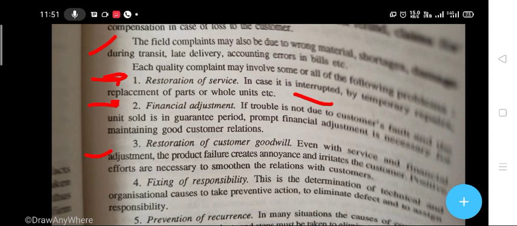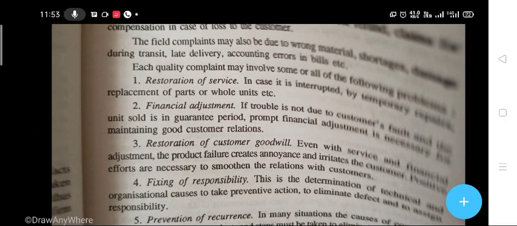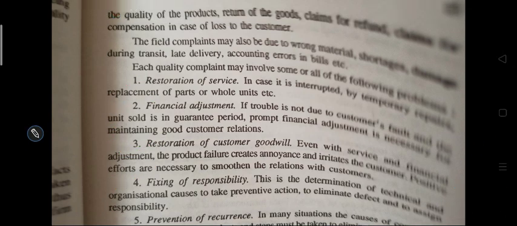Third one is the restoration of customer goodwill. That means even with the service and financial adjustment, the product failure creates annoyance and irritates the customer. Positive efforts are necessary to smoothen the relationship with the customer. Then fixing of the responsibility. The points are restoration of services, financial adjustment, restoration of customer goodwill, fixing of responsibility, and prevention of the recurrence.